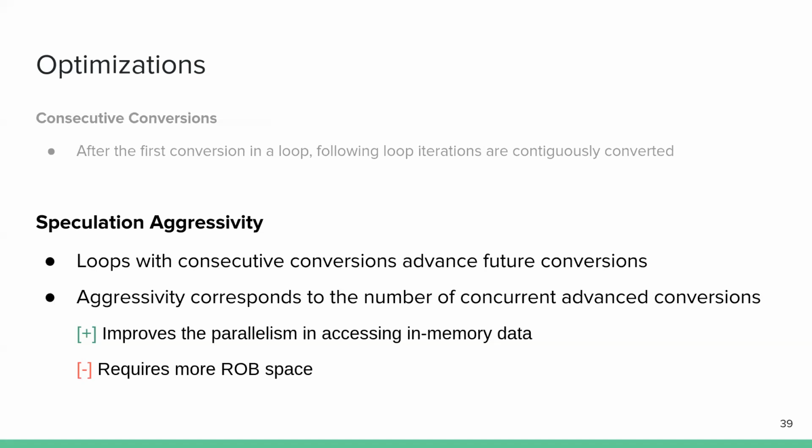The second optimization is the speculation aggressivity. That consists of, if a loop has consecutive conversions, our mechanism tries to advance future conversions, and the aggressivity corresponds to the number of conversions that are advanced. This improves the parallelism in accessing in-memory data, because we have more Vima instructions executing at the same time. However, this requires more ROB space in order to store these advanced conversions.